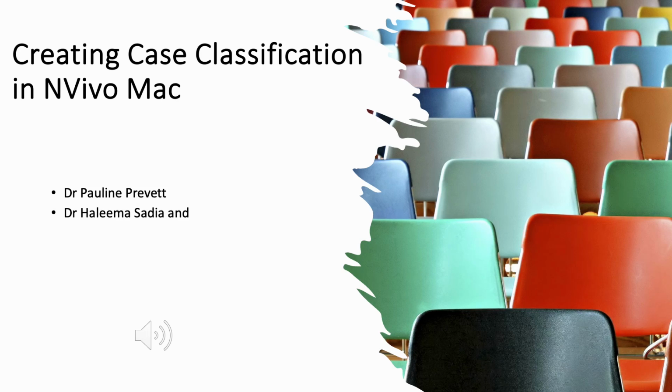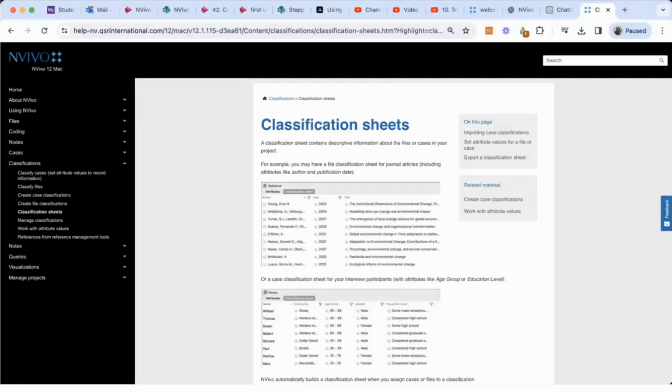In this video, I will talk about creating case classification in NVivo Mac. In order to talk about it, I would first like to discuss a little bit what a classification sheet is. A classification sheet contains descriptive information about the files or cases in your project.